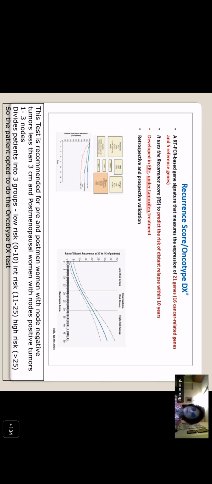And it is recommended for both pre and postmenopausal women with node negative tumors less than 3 centimeters, and in postmenopausal women with node positive tumors between 1 and 3 nodes. So I give this option to my patient, and she is keen on doing the test. Believe me, it is expensive, but if patients really want to avoid chemotherapy, I do this in practice and give them the option. So her result comes back as 10. So she is in the low risk group.